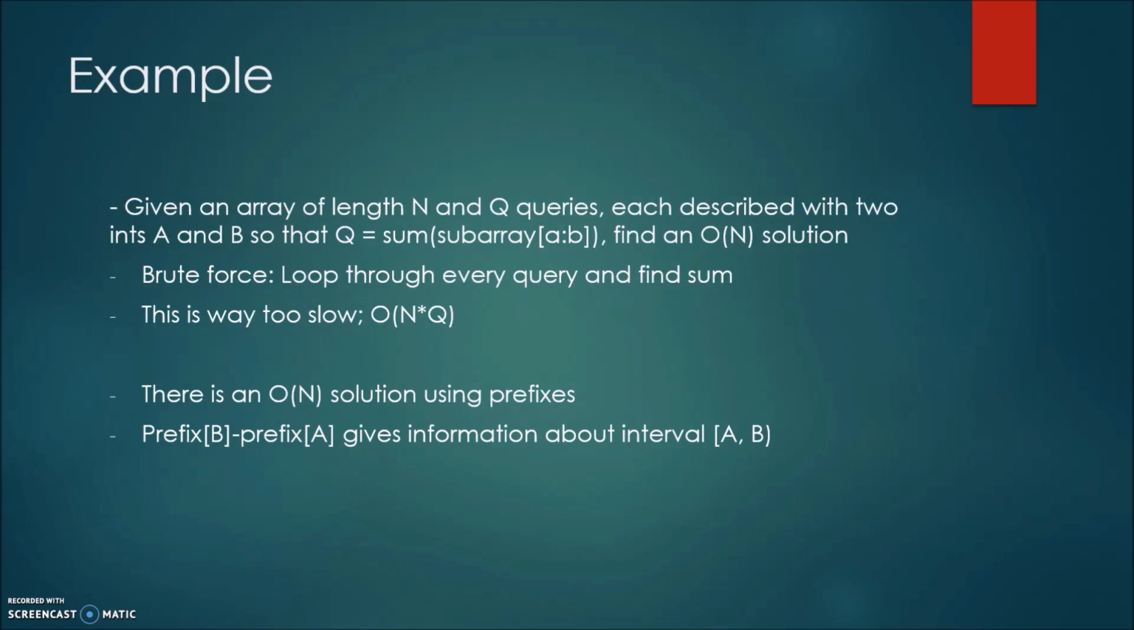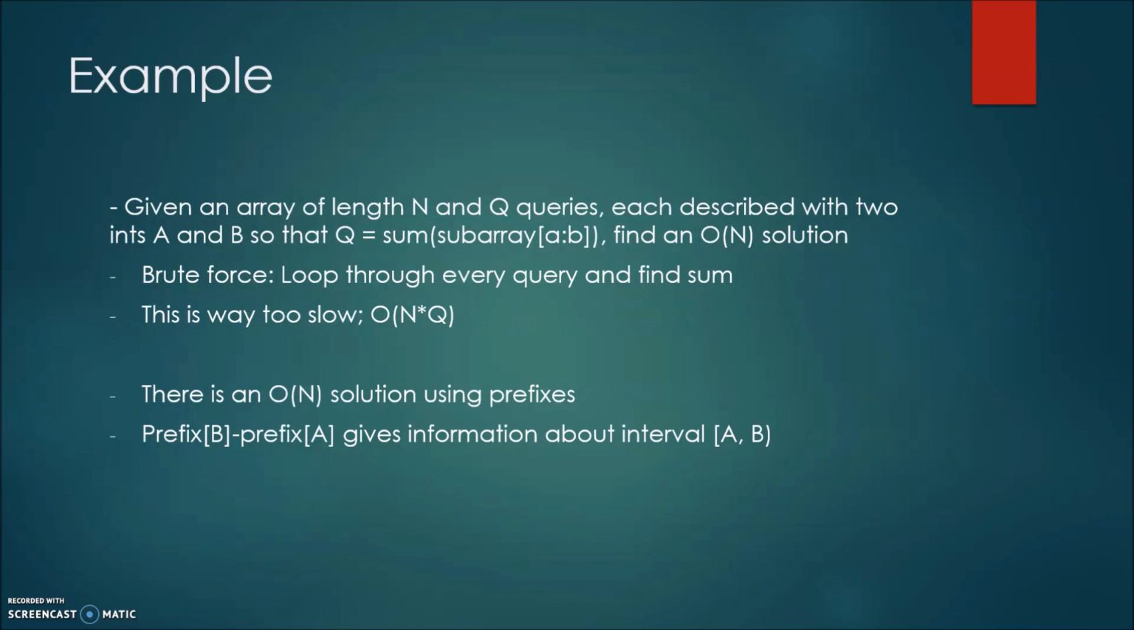Given an array of length n and q queries, each described as two integers a and b, each query asks for the sum of a subarray starting from a and ending at index b. Find an O of n solution. Now the brute force strategy, of course, is to loop through every query and find the sum, again and again and again. Well, that's too slow. If n was 1,000 and q was 1,000, then you're going to have to do a million operations, which is obviously not that bad, but if n was 100,000 and q was also 100,000, then it would get way too slow. You would need to find an O of n solution.